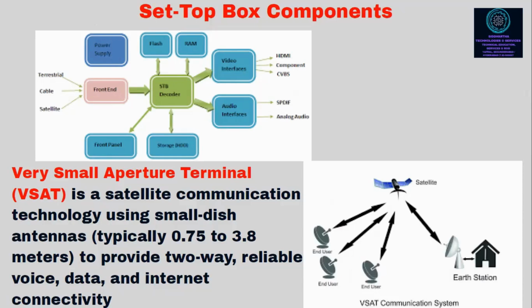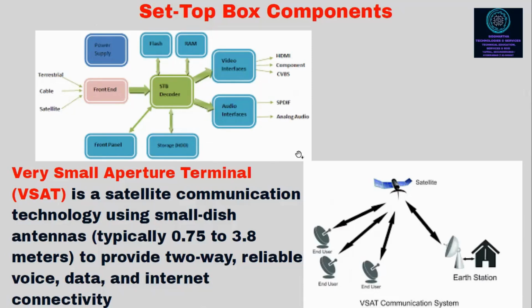There is a circuit, there is a tuner, and there will be a power supply. Then panels, an STB decoder, RAM, flash memories, and audio and video interfaces will be there. Everything will be on a single board. So this is about the set-top box, that is, what is there inside the box. It is an electronic circuit, as we have discussed.